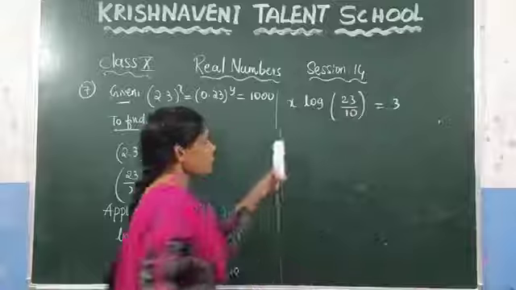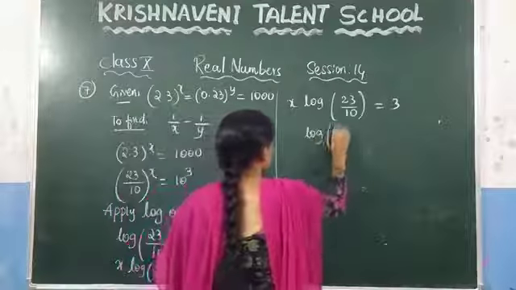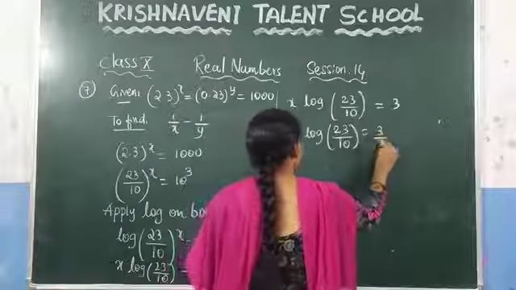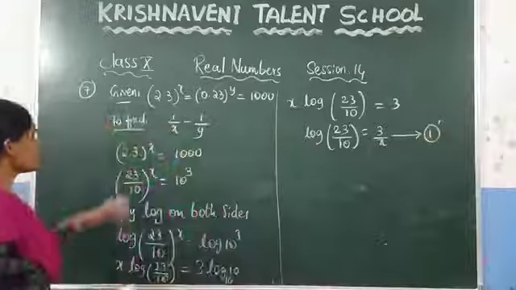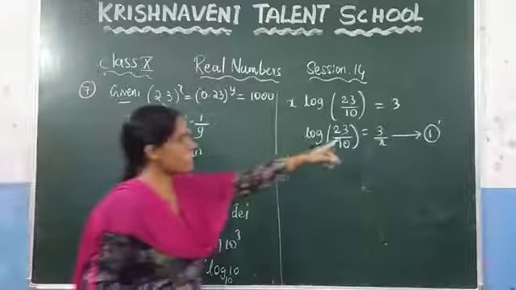Now, take this x to that side. If you take x to that side, it will become division. Now here you can observe that you need to find the value of 1 by x plus 1 by y. We got it here as 3 by x.